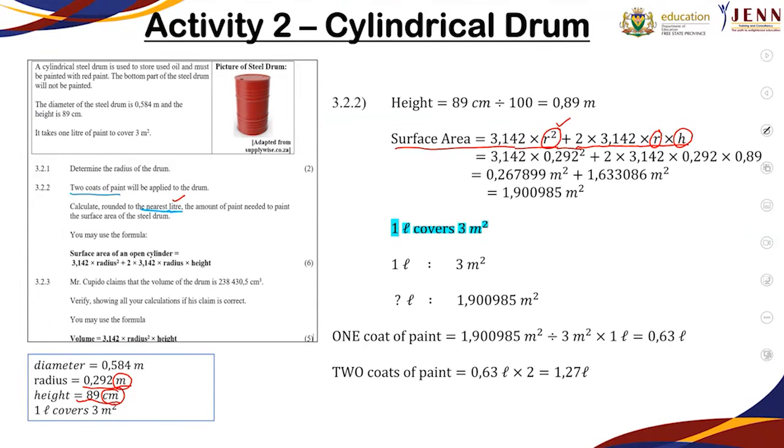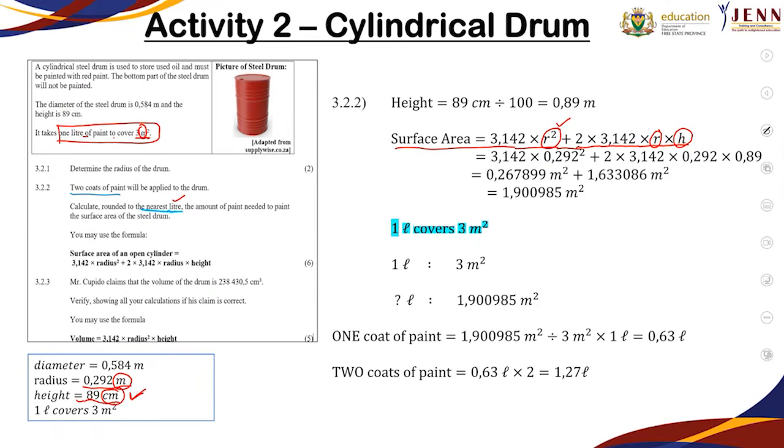Don't panic. You go back to your context. When they have notes or something bolded, that is where you are going to find your clue. So let's look at our context, because I don't know whether to choose meters or centimeters. On the last sentence, it says 1 liter of paint covers 3 square meters. So that's your clue. I know that my surface area should be in meters, which means I now need to change my height, because my radius is already in meters.